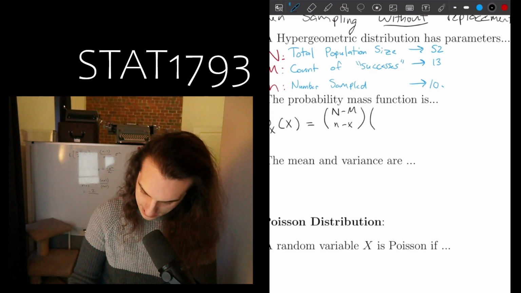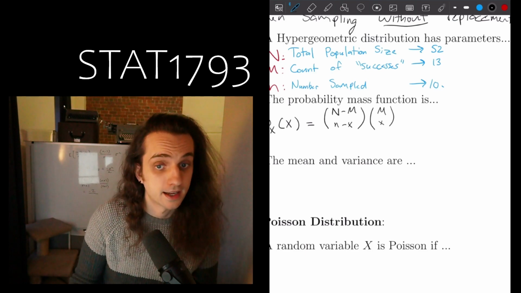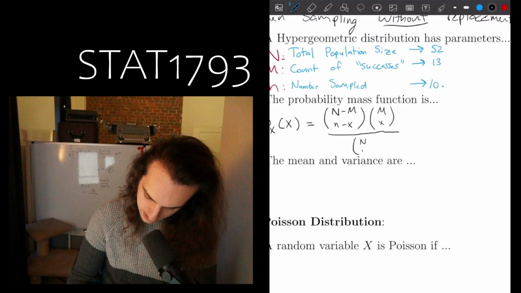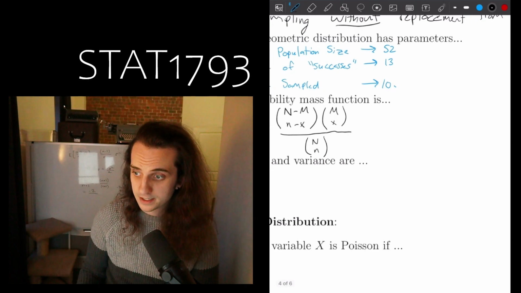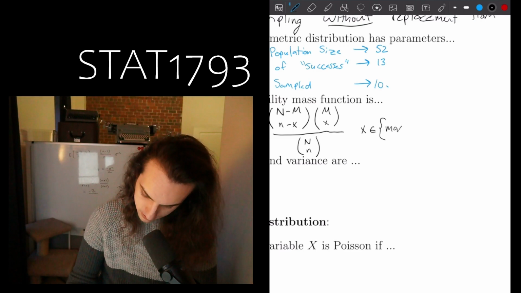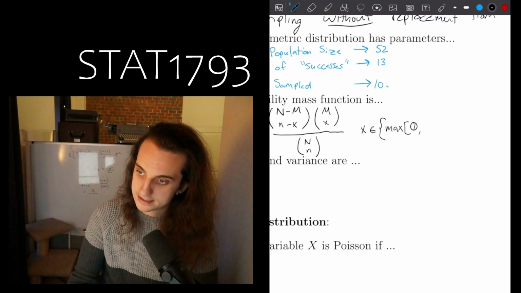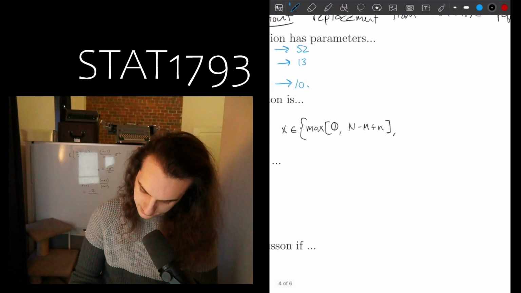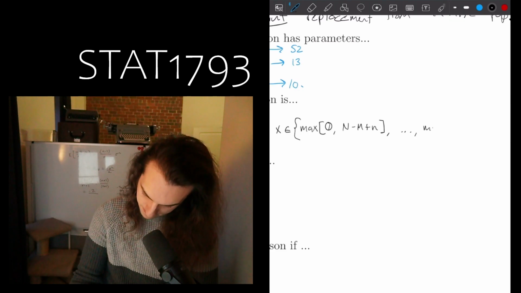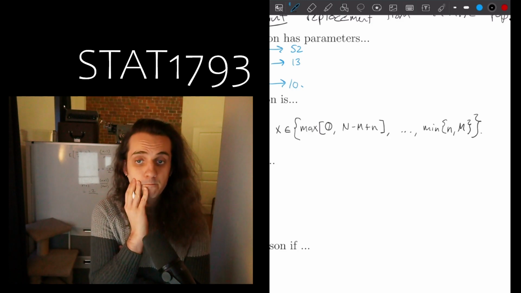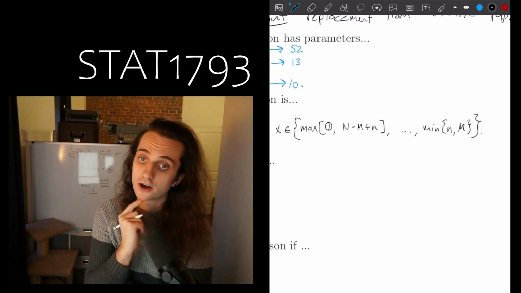Then we're going to have M choose x, which is how many ways you can pick x items from the m successes. In total, this is going to be divided by capital N choose lowercase n. In particular, x is going to be in a range, starting from the larger of 0 and n minus m plus n, and it's going to go up to the minimum of n and m. So what are we thinking about this range on x here?